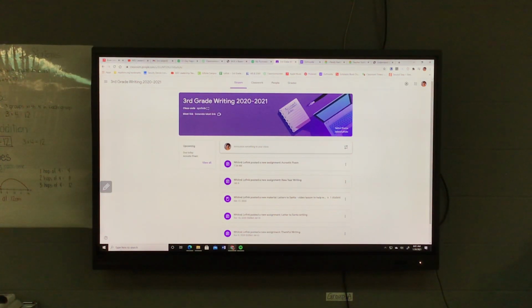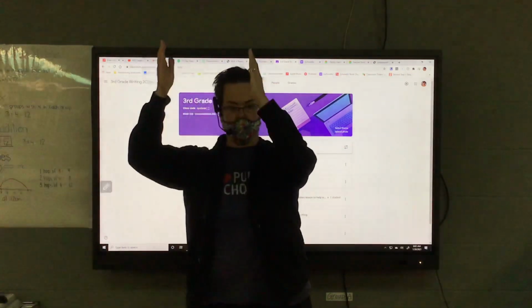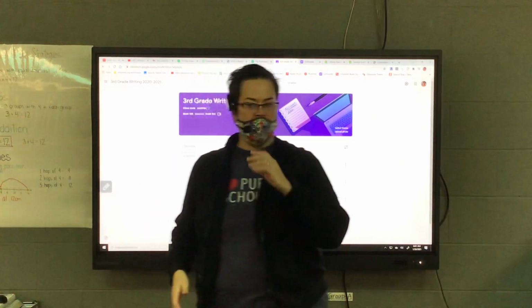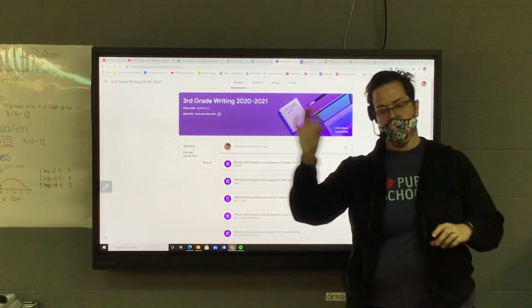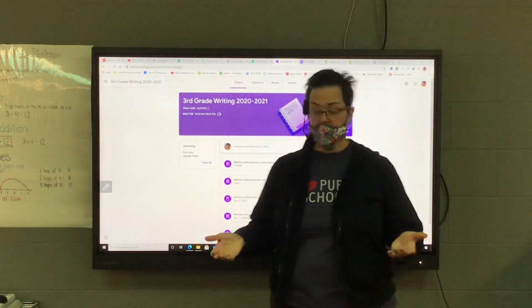Yesterday in writing, we worked on acrostic poems. Do you remember doing that? We wrote a word down the side of our dry erase board, and then we thought of words to write horizontally across from each of those letters that related to it.